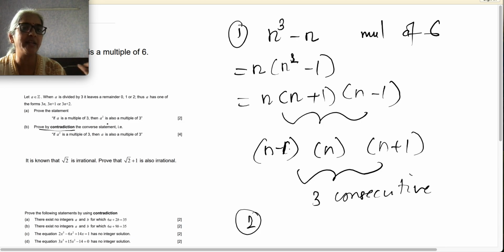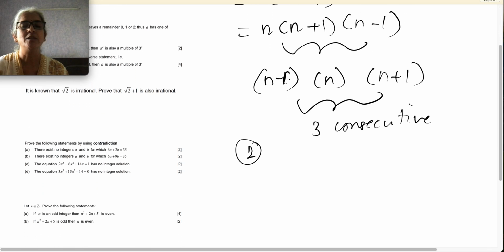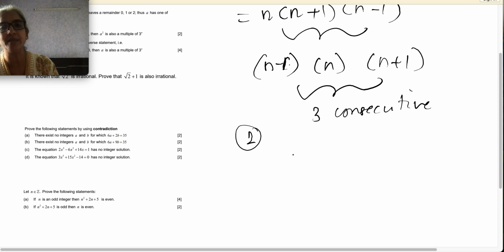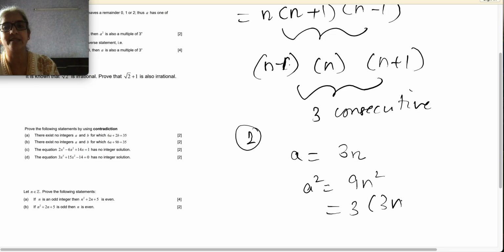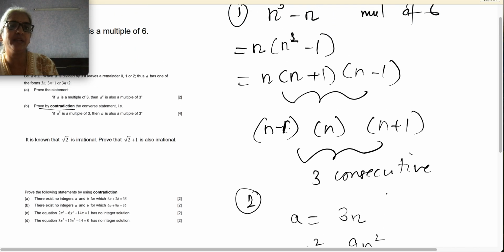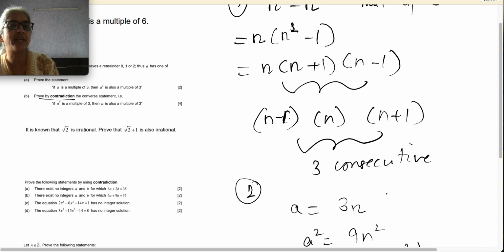They are not really telling us a method there. And then prove by contradiction the converse of the statement, that if a square is a multiple of 3, then a must be a multiple of 3. Okay, so let's see. If a is a multiple of 3, which means a must be 3n, so a square will be 9n square, which means 3 times 3n square. So therefore a square will definitely be a multiple of 3, correct? Now prove by contradiction that the converse is true.